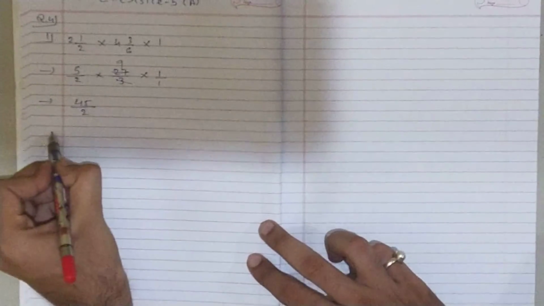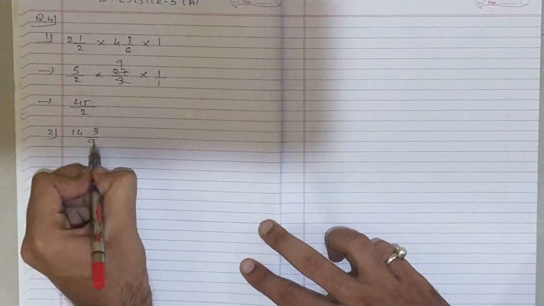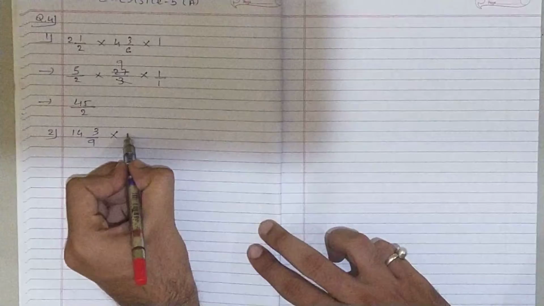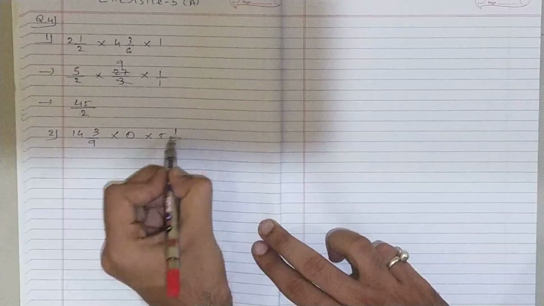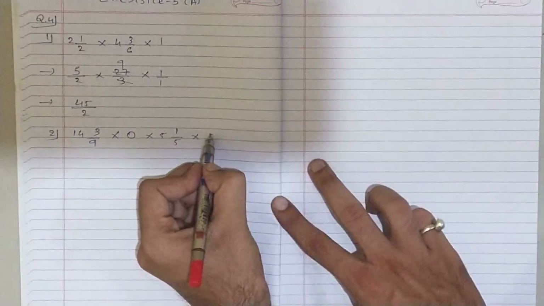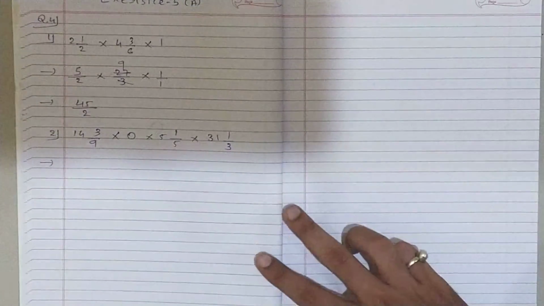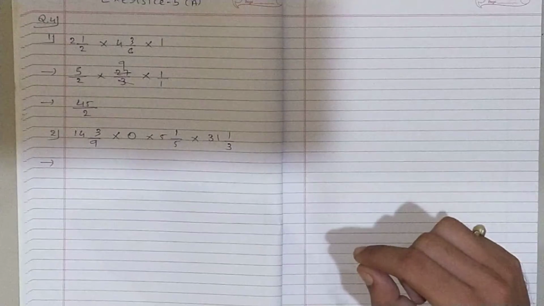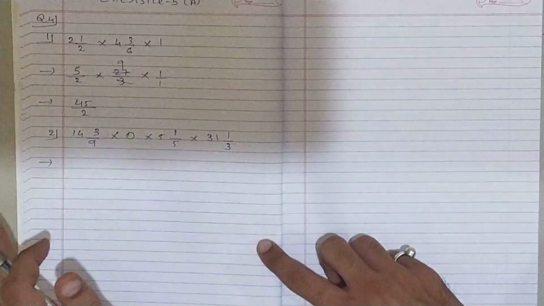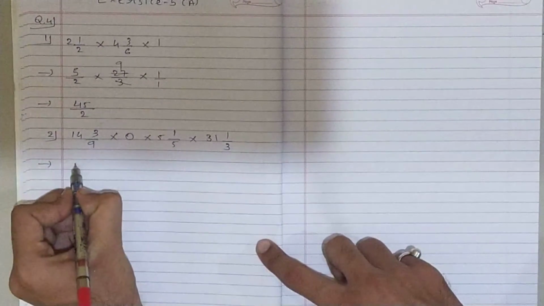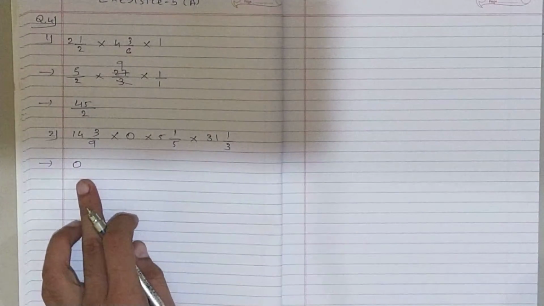Now let me do the second one. So B, 14 whole 3 upon 9 multiply by 0 multiplication 5 whole upon 5 multiply by 31 1 upon 3, right? Here if you observe, if in a multiplication any term is 0, for that entire answer there is no need to go for a calculation, you can directly write the entire answer as 0. Why? Because anything multiplied by 0, the answer becomes 0.